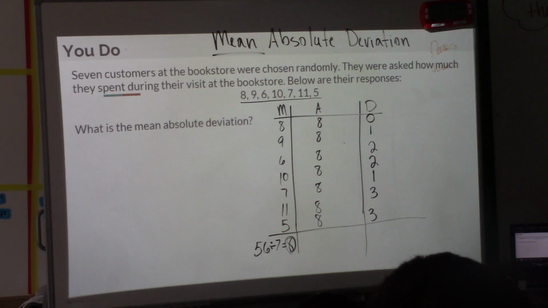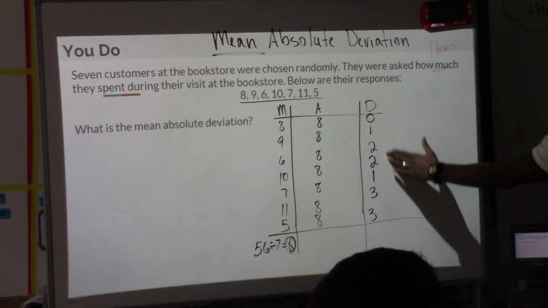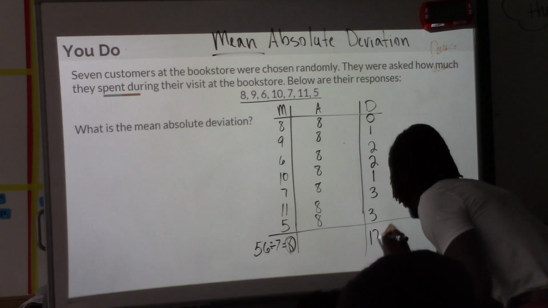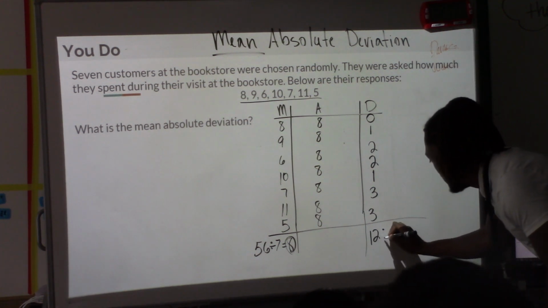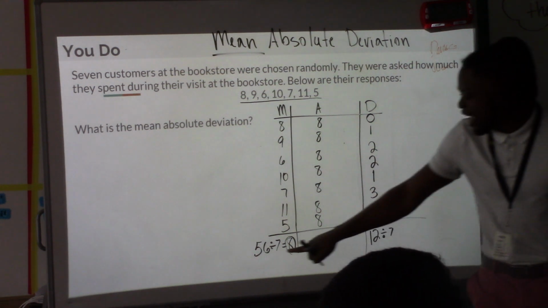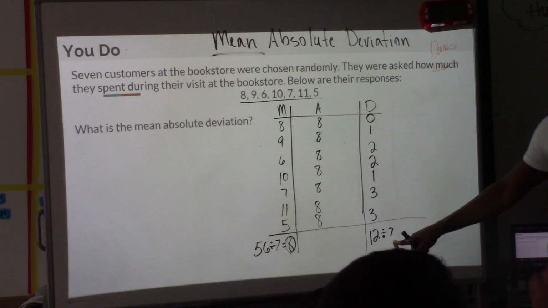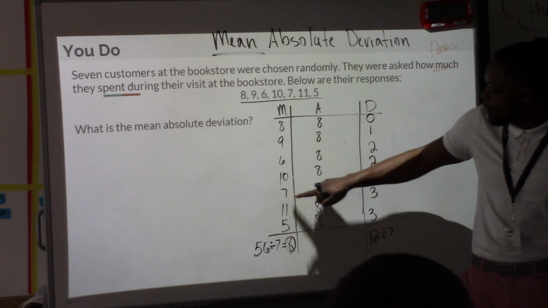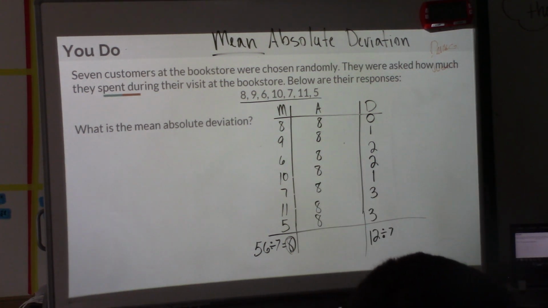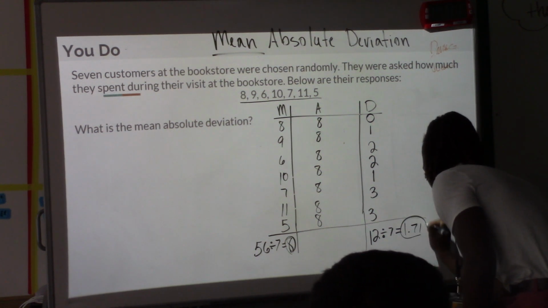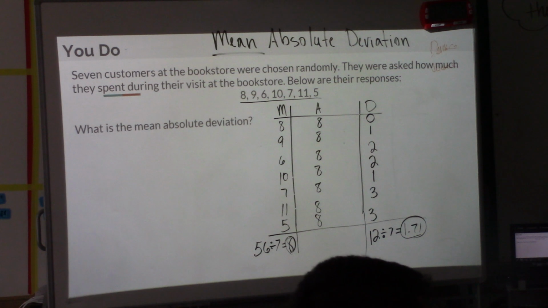All right, all eyes up here. So this is the chart that I have. Now I have all my deviations. Now I need to add them up. When I add them up, I get 12. And then I need to divide it by what number? 7. Where could you get this 7 from? From the other side. We had to divide by 7 already, so I divide by 7 again. The way I got my first 7 is by counting the amount of numbers that we had. When I counted it, 12 divided by 7 gives me 1.71. And that's my mean absolute deviation, or my MAD.